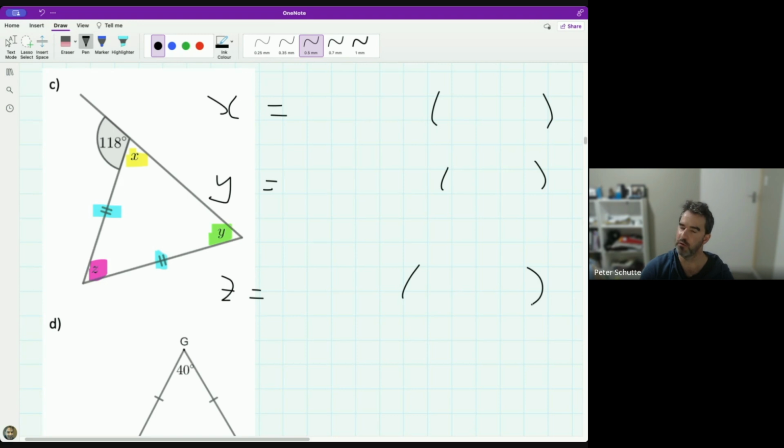I think most of you can remember that angles on a straight line will add up to 180. And so that is where you're going to start. Help you find what x is. 62. And it is indeed angles on a straight line.